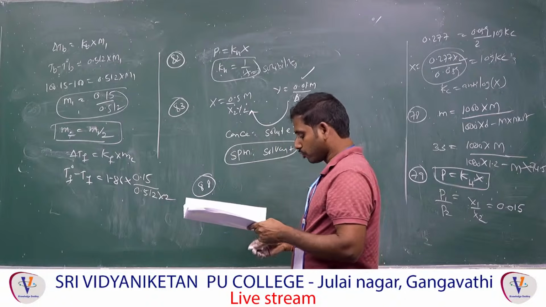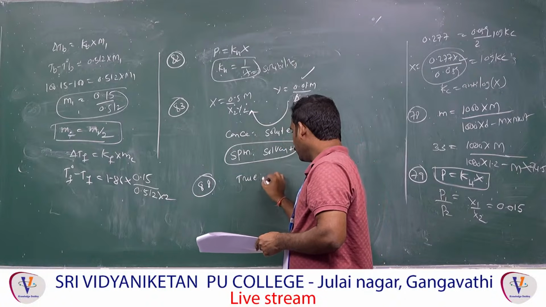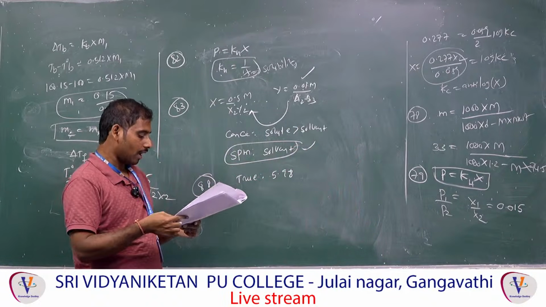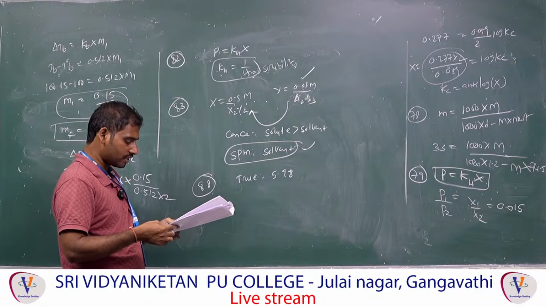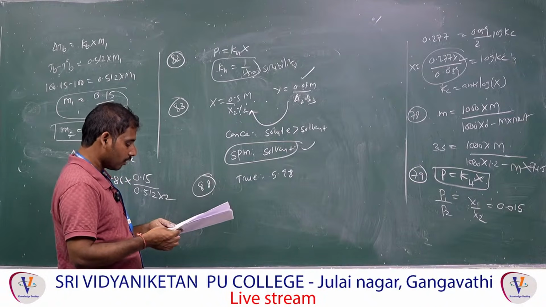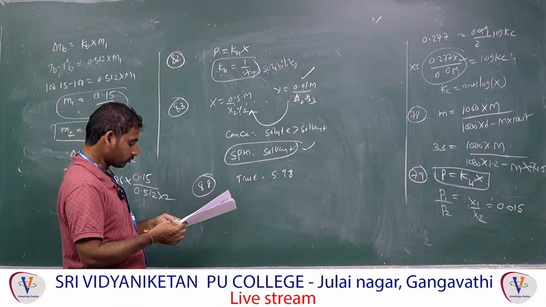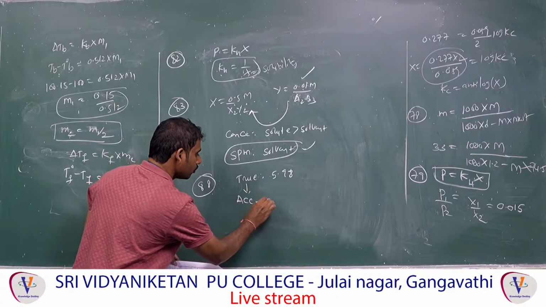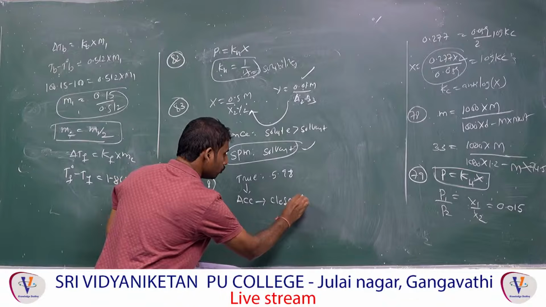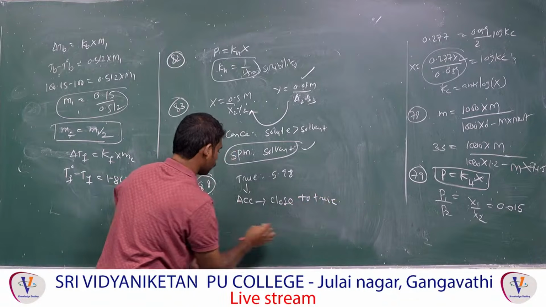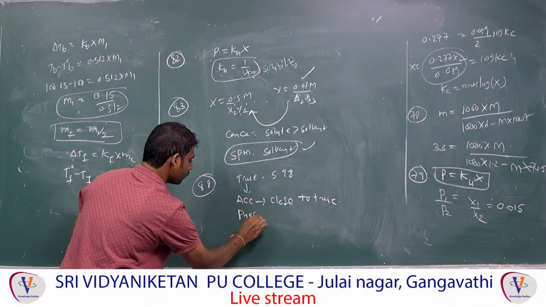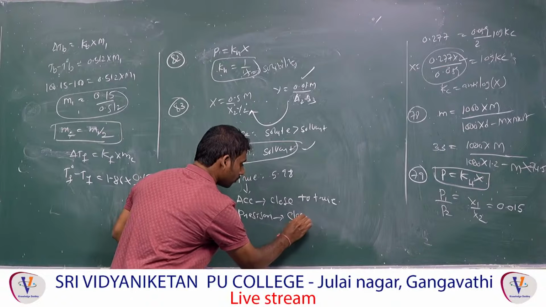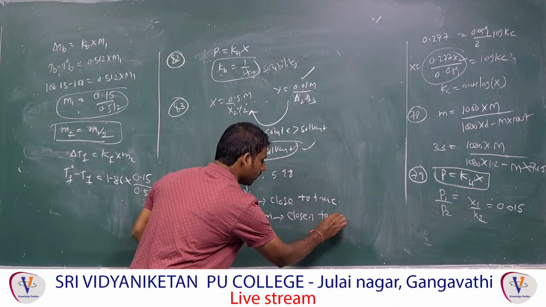Observe. The true value is 5.98. Listen carefully, this is one point I will tell you. Which one has high accuracy and precision? Accuracy means the value is close to the true value. Precision means closer to each other. If you know this point, then you will get the answer.